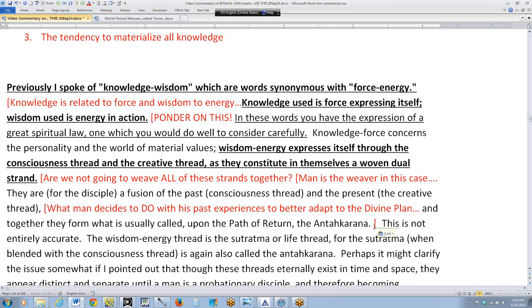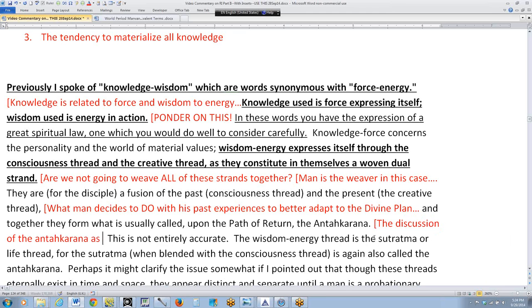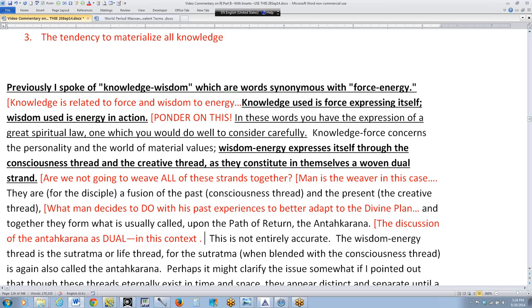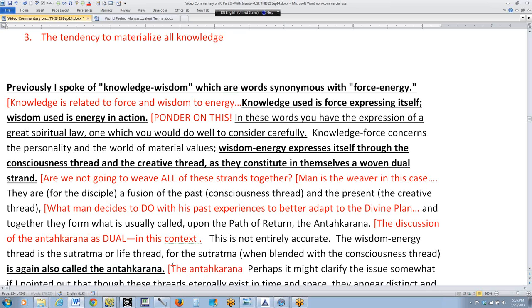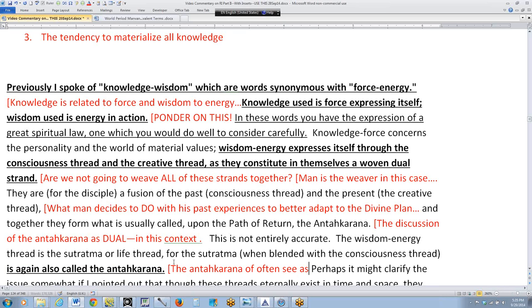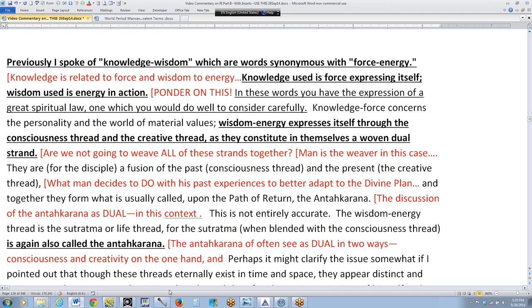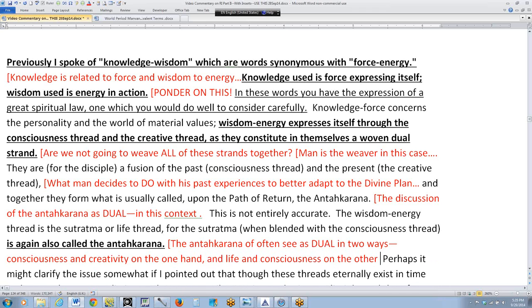So this is the discussion of the Antahkarana as dual in this context. But this is not entirely accurate, he says. The wisdom energy thread is the sutratma, or life thread. For the sutratma, when blended with the consciousness thread, is again also called the Antahkarana. So this is where the confusion can arise. The Antahkarana is often seen as dual in two ways: consciousness and creativity on the one hand, and also life and consciousness on the other hand.